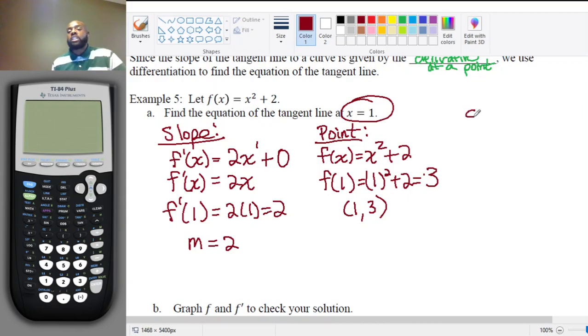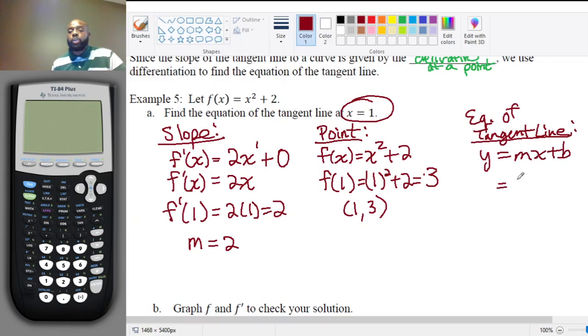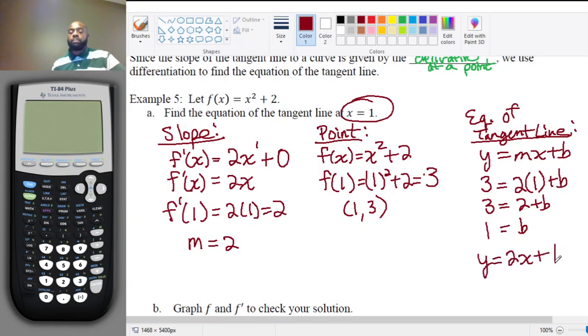And so my equation of tangent line, if I use y equals mx plus b, I'm going to substitute 2 in for my m. My x coordinate is 1 to a point that line passes through. My y coordinate is 3. We get 3 equals 2 plus b. Subtract 2 from both sides, b equals 1. And so my equation of my tangent line, y equals 2x plus 1.